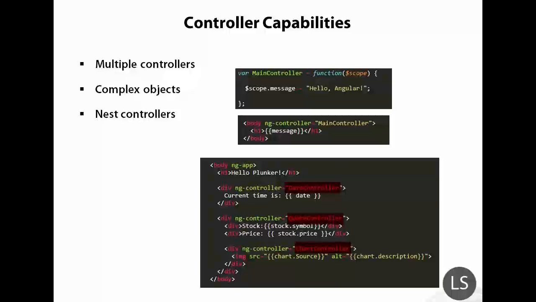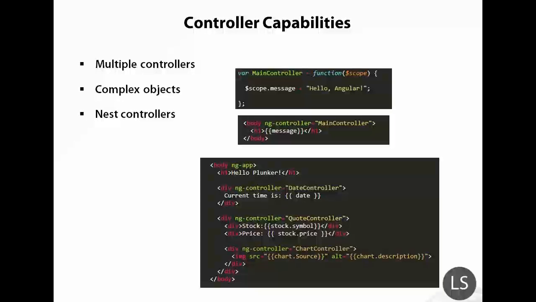You can also work against more complex objects. So instead of just having a simple message property on my scope object, I might attach a stock property to reference an object with symbol and price properties. And the binding expressions allow me to use dots to navigate inside of an object that is attached to scope, stock.symbol, stock.price. And then there's a couple interesting things about the chart controller.